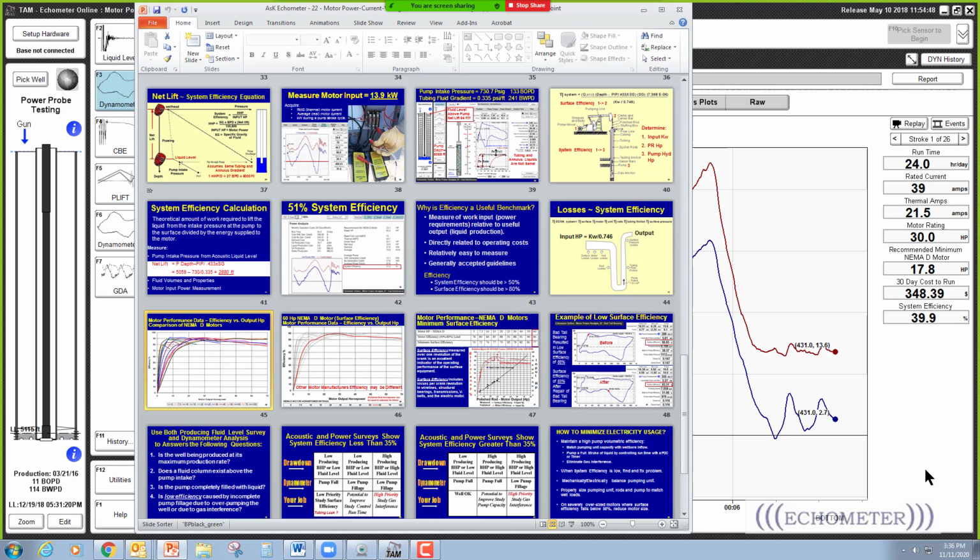So if you have hydraulic pumping units and you think your power bill is too high, you need to be measuring power when you do a dyno on those wells to figure out why and which wells are inefficient. And the power probe will help you figure that out. So that's a really good question, by the way. Yes, it's very important.